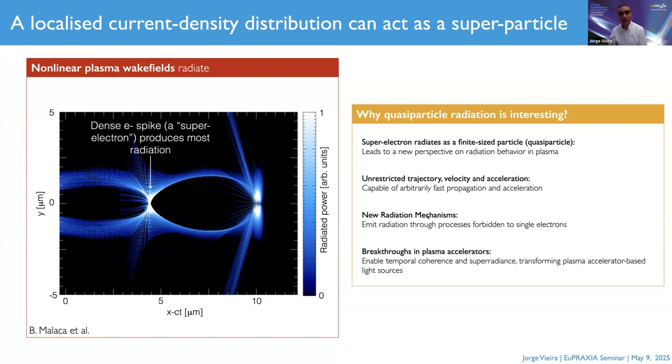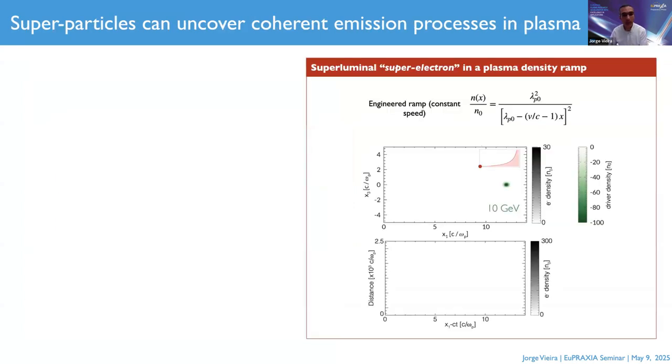But still, this can bring us new radiation mechanisms that would be forbidden to single electrons, because, for example, single electrons cannot travel faster than the speed of light. But the collective effect can. There is no issue. And hopefully this can enable temporal coherence and bring superradiance to plasma-based accelerators. And this would be a really exciting accomplishment.